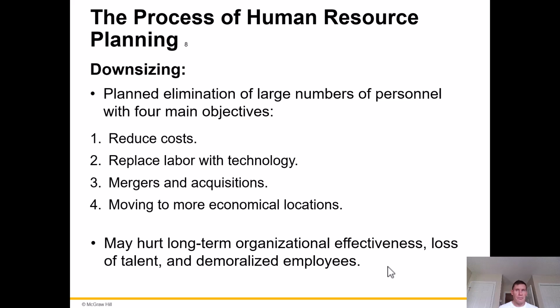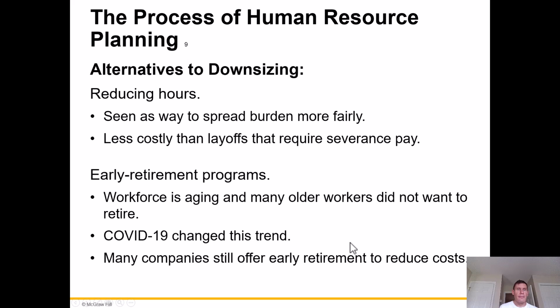And 5 of them got let go. All the work still got to get done. So obviously that doesn't do wonders for morale. So what are some alternatives to downsizing?